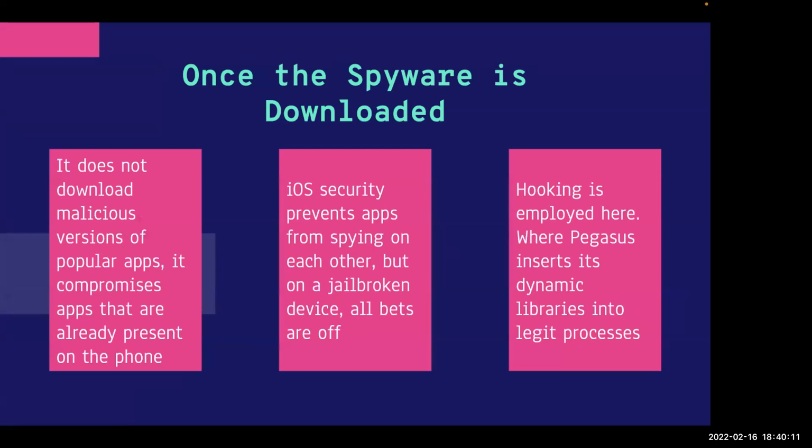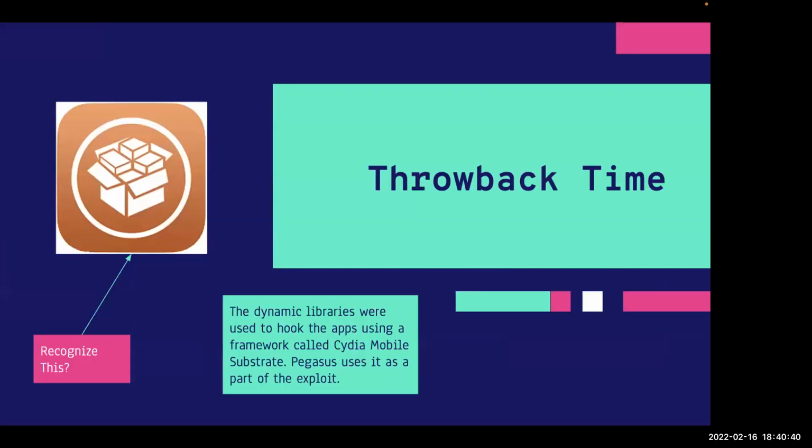And once that spyware is downloaded, it does not actually download malicious versions of popular apps as some other mobile malware does. It compromises existing apps currently present on the phone. And iOS security prevents apps from spying on each other by sandboxing them a little bit. Very similar techniques, but on a jailbroken device, all those protections are off. So hooking is employed here, where Pegasus will then insert its dynamic libraries into legitimate processes on the cell phone.